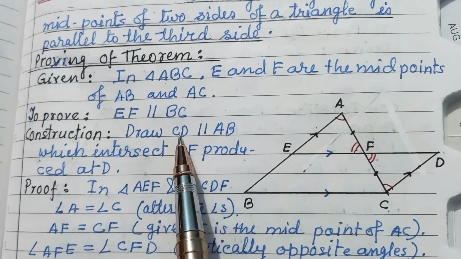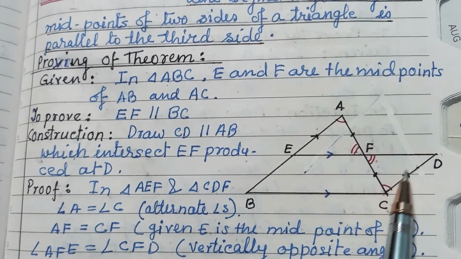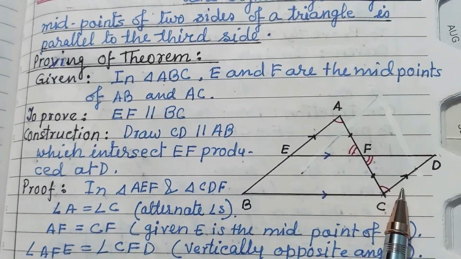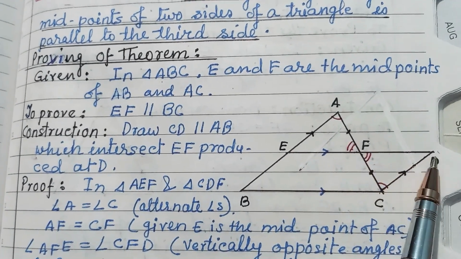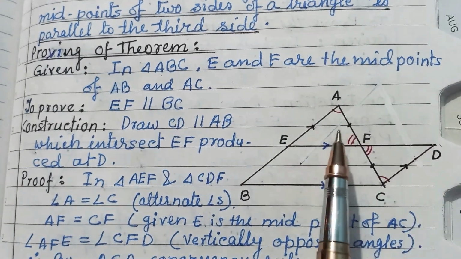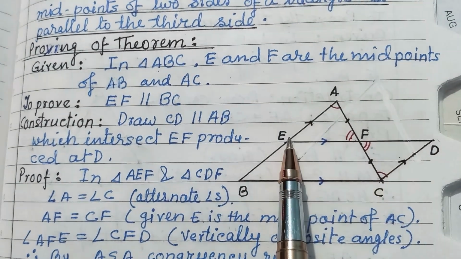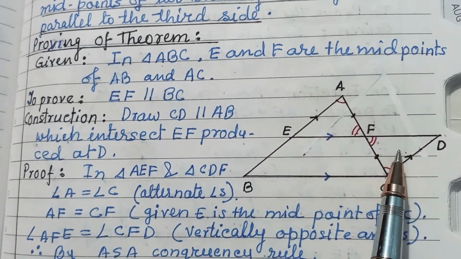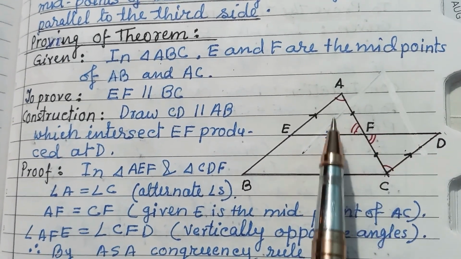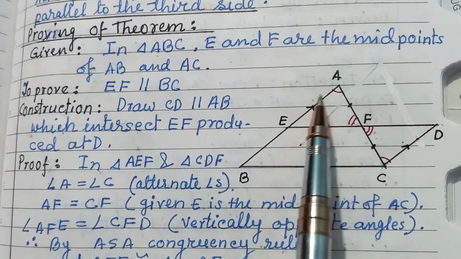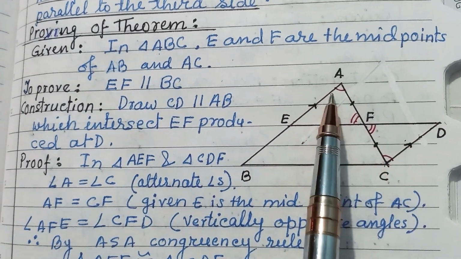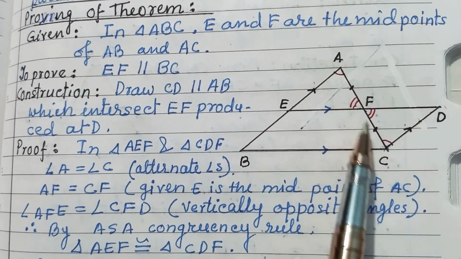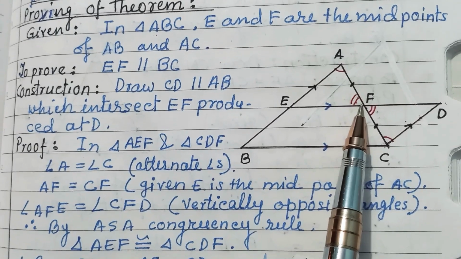Draw CD parallel to AB. This line CD, parallel to AB, we have drawn, and it intersects EF produced at D. In these two triangles, AEF and CDF, angle A is equal to angle C, as this line is parallel to this, so they are alternate angles. And AF is equal to FC because F is the given midpoint.